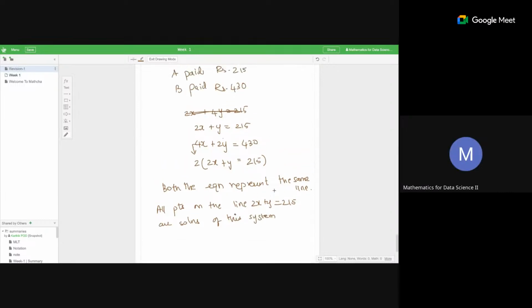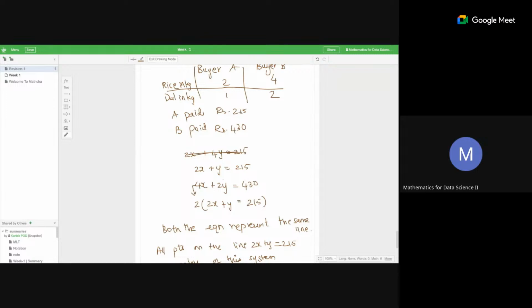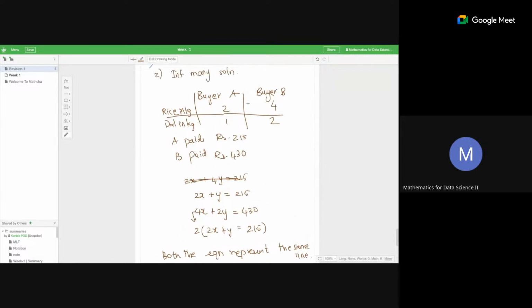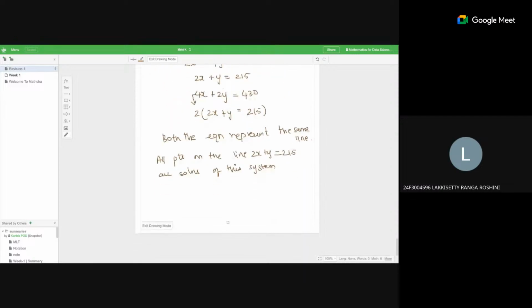Okay, fine. See, here we are saying buyer A pays 215. So I wrote buyer A's rice quantity and buyer B's rice quantity is equal to 215. But this 215 is paid by buyer A for buying rice and dal. How many kgs of rice? 2 kgs of rice and 1 kg of dal. You understand how we form this equation? Yes, ma'am.